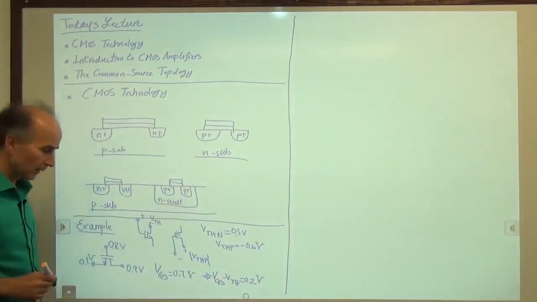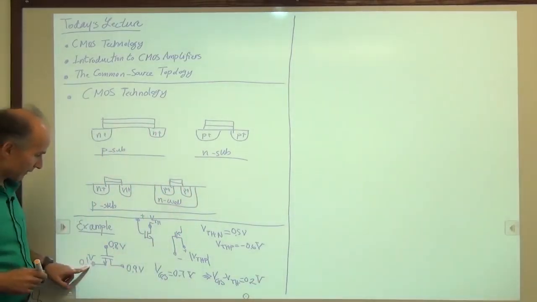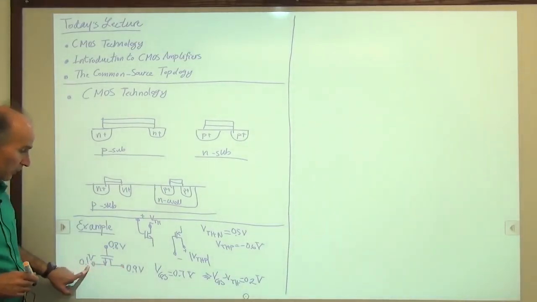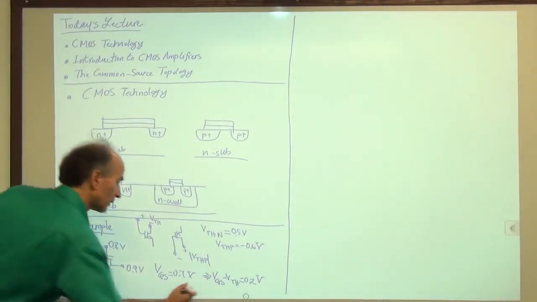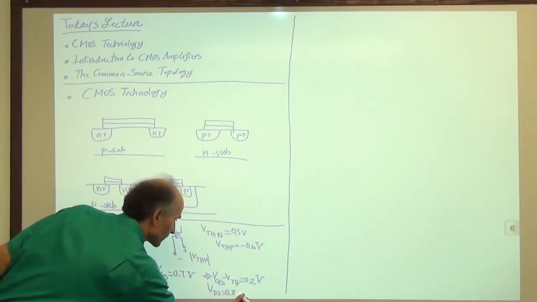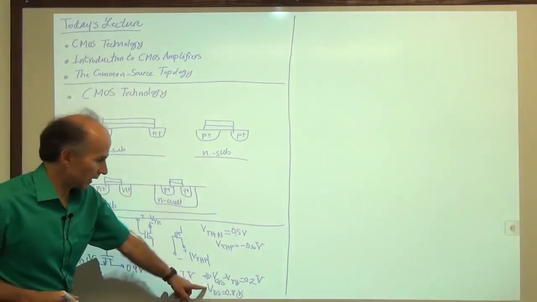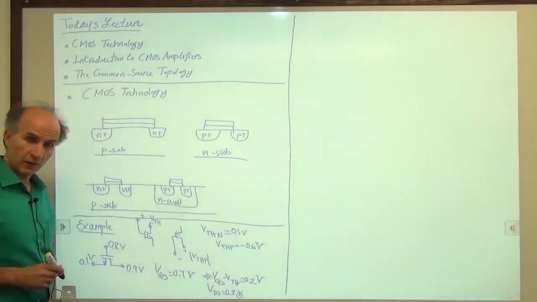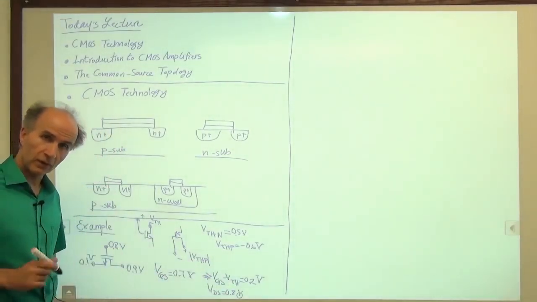Okay. All right. How about VDS? VDS, 0.9 minus 0.1 is 0.8 volts. So VDS is equal to 0.8 volts. Well, we see that VDS is greater than VGS minus VTH, so the device is in saturation, no problem.